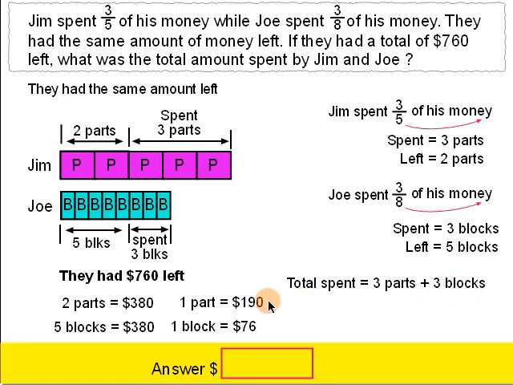Okay, 1 part is 190, so 3 parts is 190 times 3. 1 block is 76, therefore 3 blocks is 76 times 3. So add it up together, end of the day. So 3 parts is equal to 570 and 3 blocks is 228. And then you sum it up, you get $798. This is the total amount of money spent by Jim and Joe.